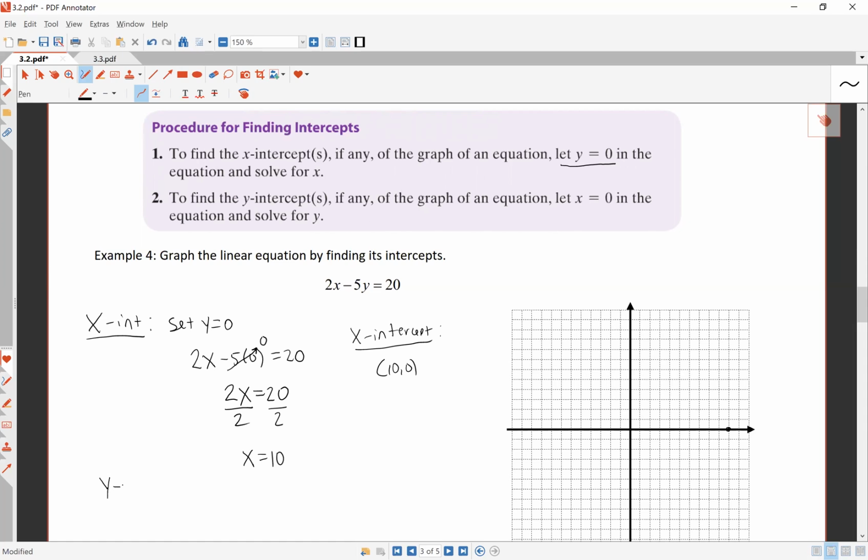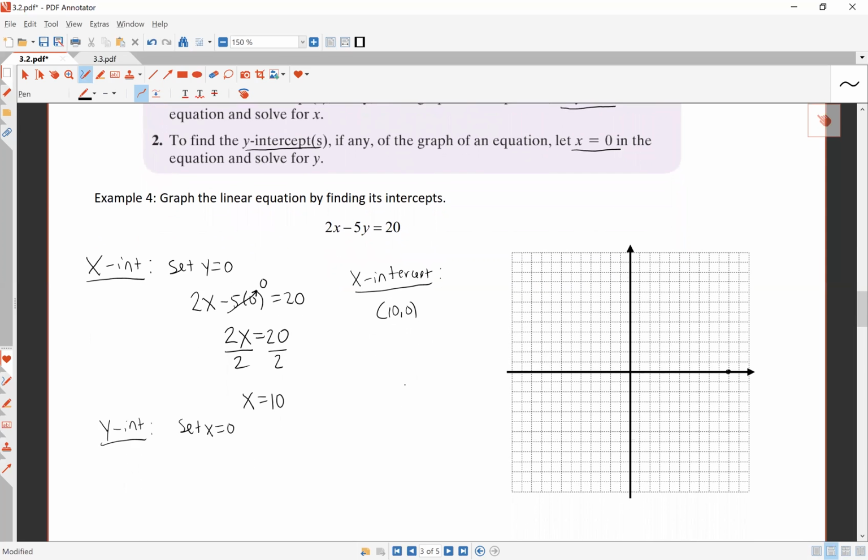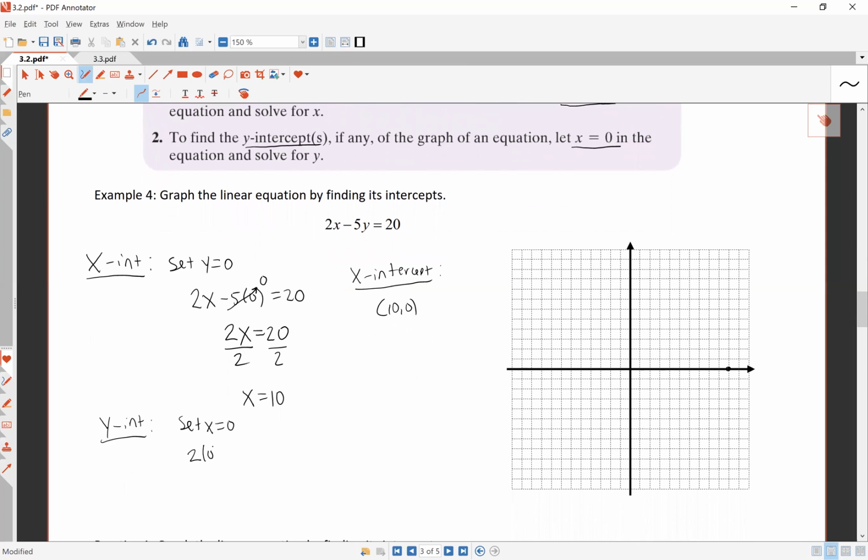To find the y-intercept, if any, we set x equal to 0. In doing that, we get 2 times 0 minus 5 times y equals 20. 2 times 0 is 0, so we have negative 5y is 20, or y is equal to negative 4. So our y-intercept is (0, -4).